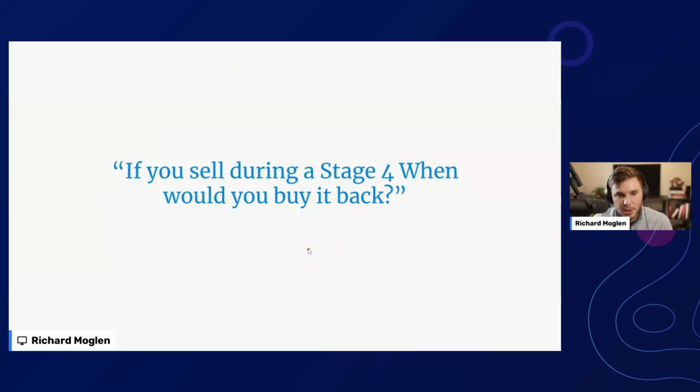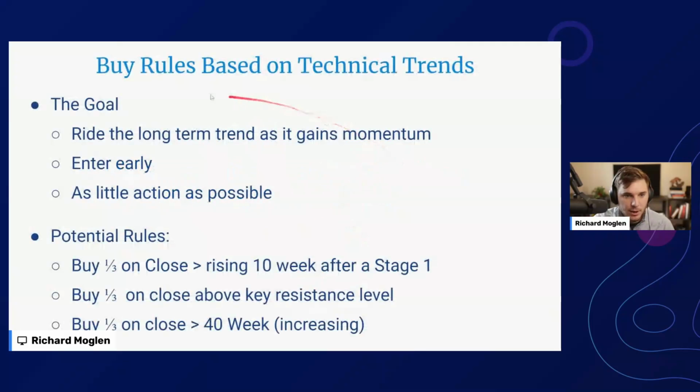So I think this is a big question for investors. If you sell a stock during a stage 4, when would you consider buying it back? And that's definitely a fair question. So here are a few buy rules based on technical trends. First of all, the goal is to ride the long-term trend as it gains momentum. So get on a little bit early, but after the stock has actually started a stage 2 uptrend, you want to get in as early as possible, because at that point, the reward is maximized.